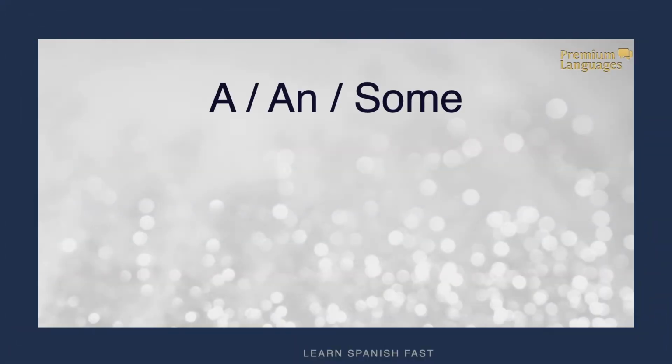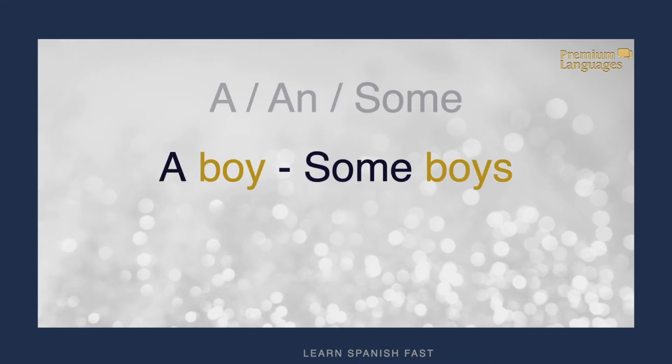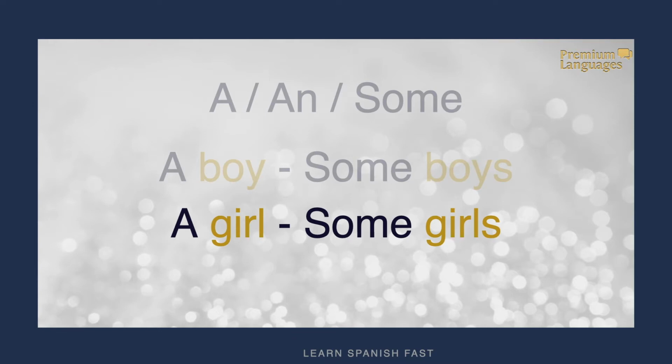In English, we can refer to a non-specific person, say a boy, but there is no plural version of that, because if we want to refer to more than one boy, we need to add some boys, a few boys if you want. The same is valid for the feminine, a girl. If you want to say more than one non-specific girl, some girls.